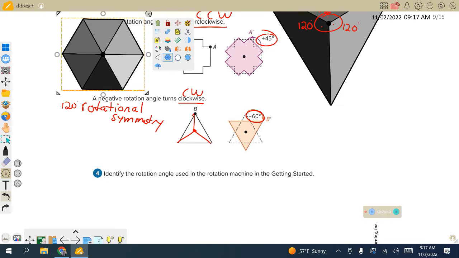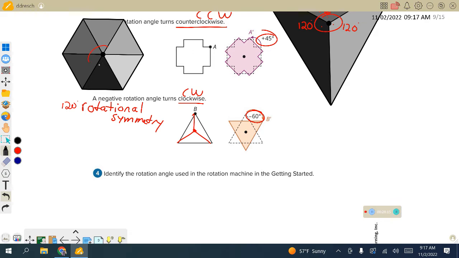And I ask you that same follow-up question. What is one turn of that hexagon so it lands on itself? What is that internal angle right there going to be? 360 divided by 6 equal pieces, right? So each of these is 60. So in a hexagon, we say its rotational symmetry is 60 degrees.